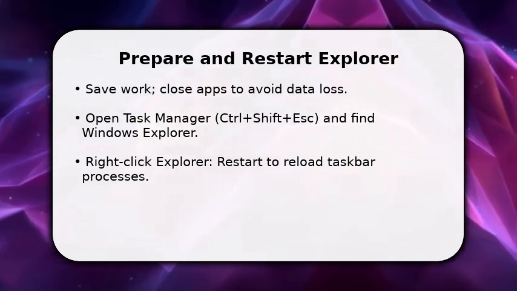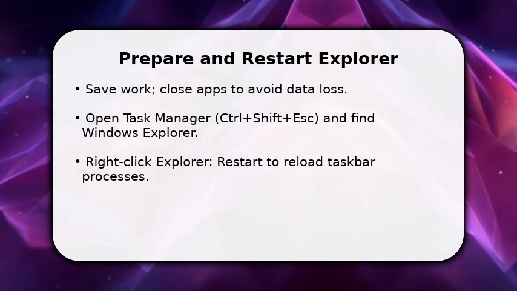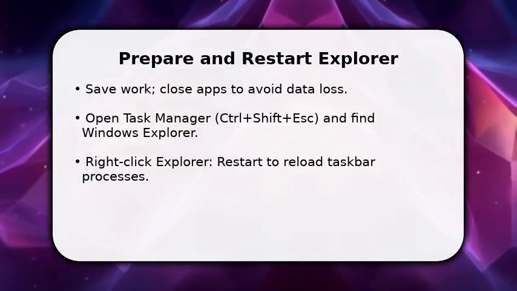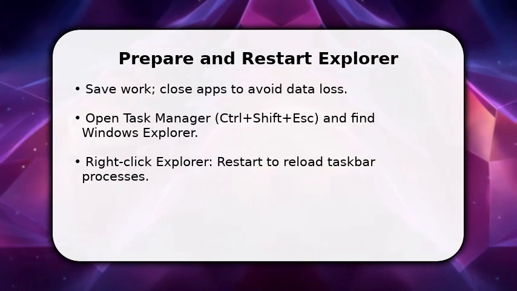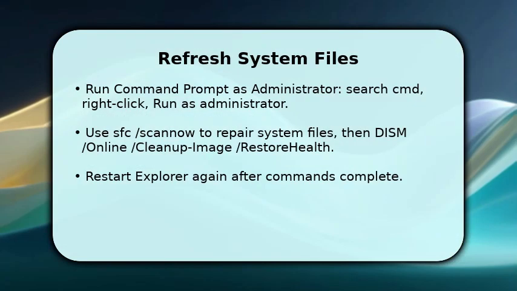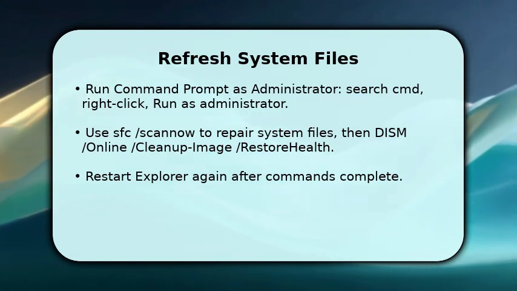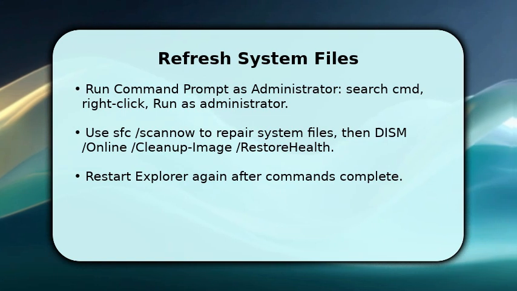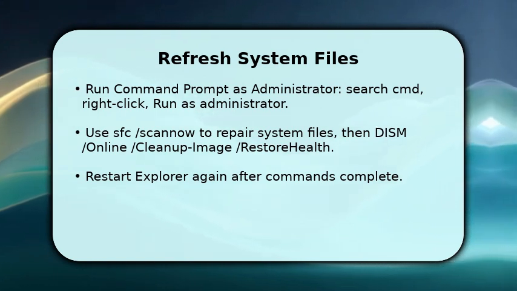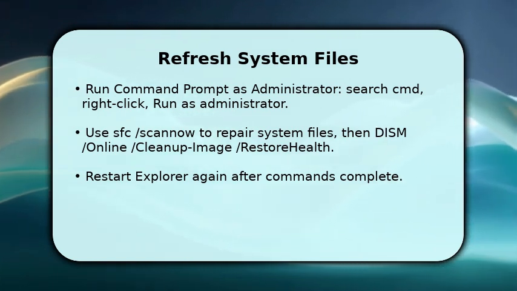If the taskbar still misbehaves, proceed to terminating stuck Explorer handles and preparing for an elevated refresh. This step often fixes transient glitches fast. You'll run system repair tools to fix corrupted taskbar components. Open Command Prompt as administrator, type sfc /scannow, and let it scan. This repairs protected system files.